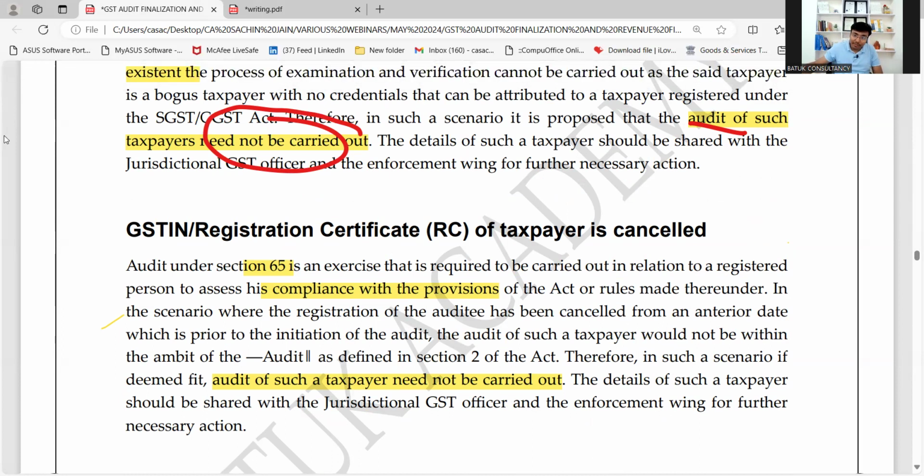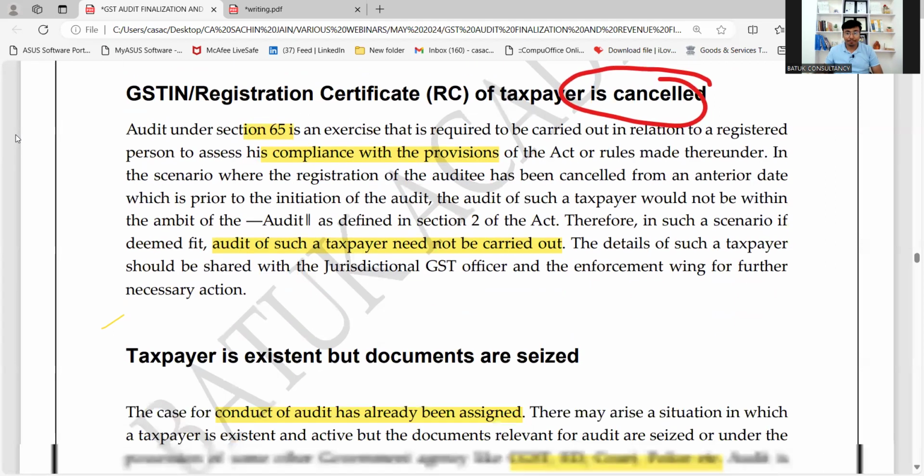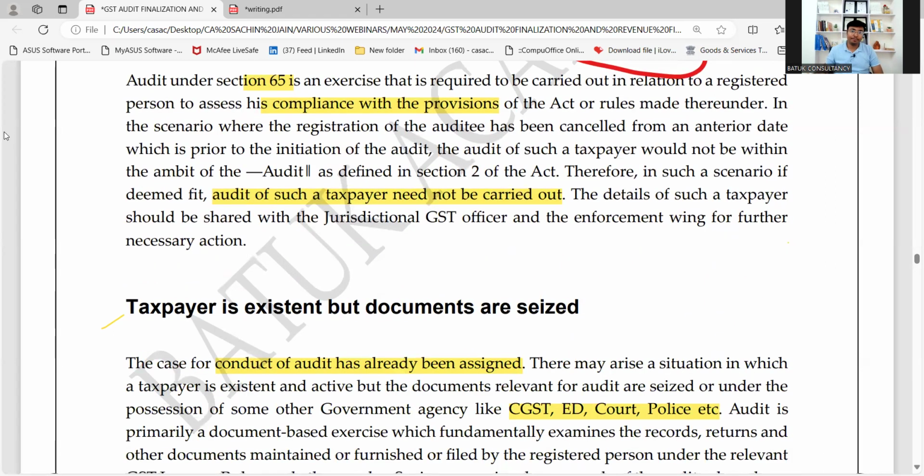Okay, suppose if the registration certificate of the taxpayer will be cancelled, in that case you need to perform the audit or not, that is the question. आपको audit allot हो गई and after that you find out that the particular person has already cancelled the registration, in that case how we can perform the audit.